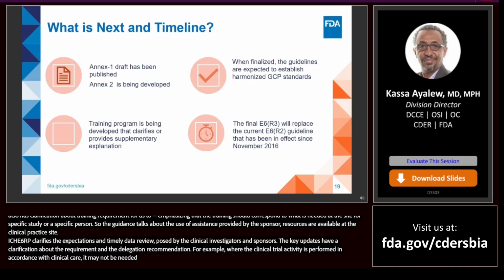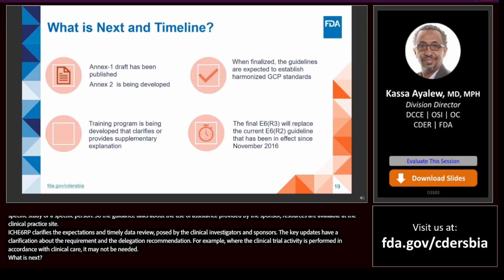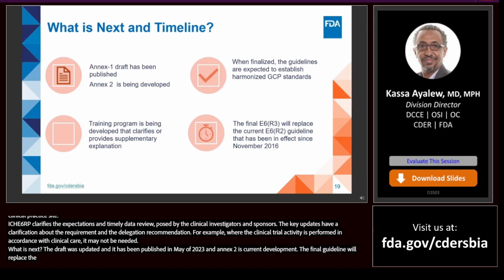What's next for ICH E6R3? The next draft of the updated ICH E6 guideline was published in May 2023, and Annex 2 is currently under development. The final E6R3 guideline will replace the current E6R2, which has been in effect since November 2016. A training program for ICH E6R3 is being developed to provide clarification and supplementary explanation.